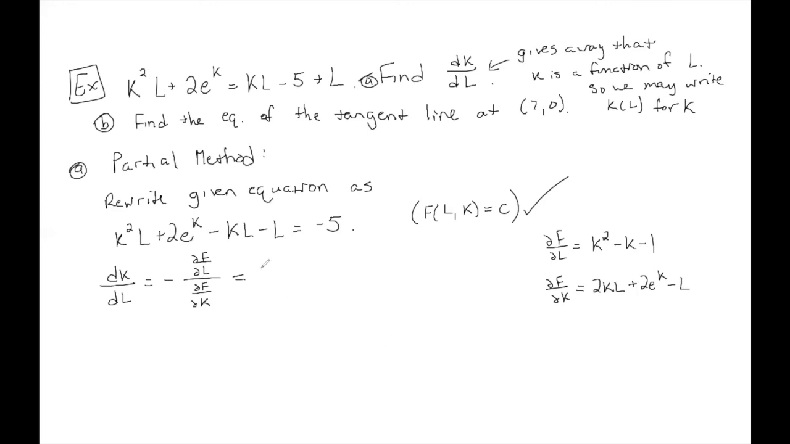It looks like I have, and I'll distribute this negative through, or maybe I'll write it out in 2 steps, negative (k squared minus k minus 1) all over 2kl plus 2e to the k minus L. Make sure I wrote that in the right order. Yes, looks good. All right, so I've answered part A using the partial method.